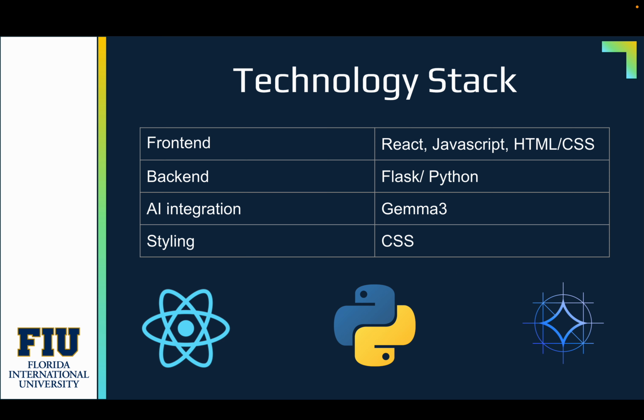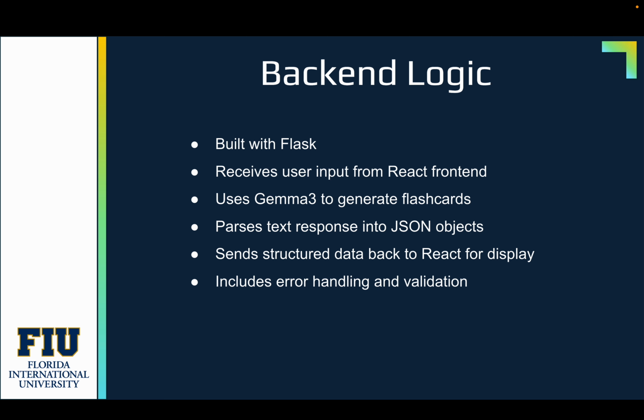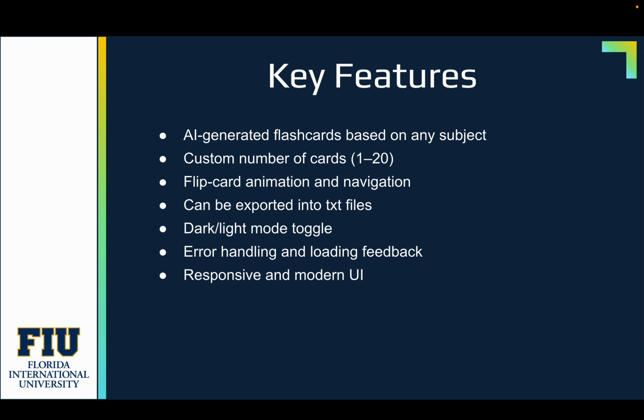Here's a summary of our technology stack. Our front end uses React, JavaScript, HTML, and CSS. Our back end uses Flask with Python. The only model we're using for AI is Gemma 3, and we styled our UI with CSS. Our backend logic, we already talked about this. Built with Flask, it receives user input from the React front end, uses Gemma 3 to generate flashcards, parses the text response into JSON objects, sends the structured data back to the React display, and includes error handling and validation.